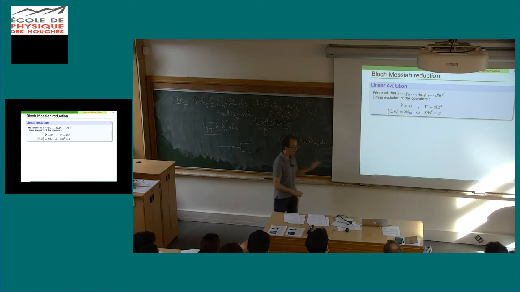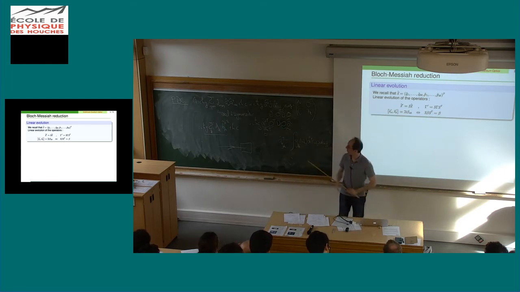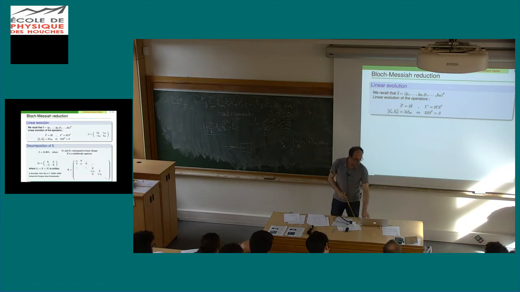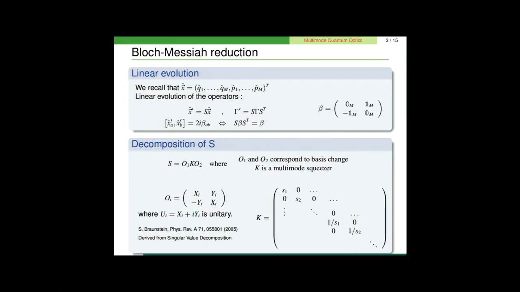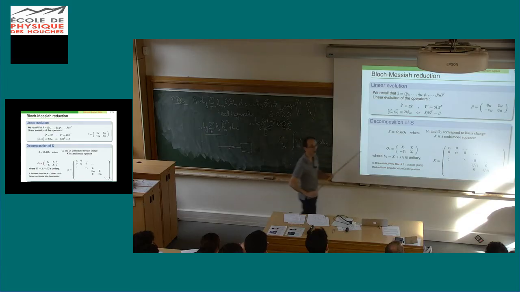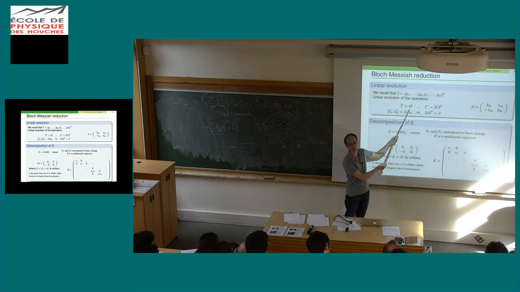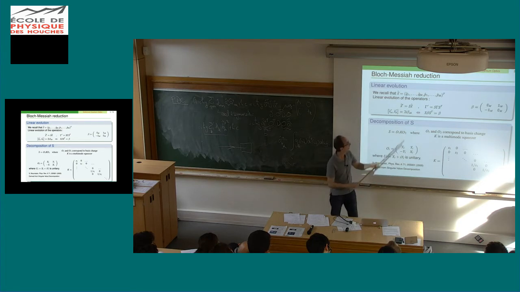Then you have a very powerful theorem, which is quite equivalent to what I wrote here, which tells you that there is always a simple decomposition of your evolution, whatever it is. As soon as it satisfies these commutation relations, which is called a symplectic evolution, you can always decompose it in this form.